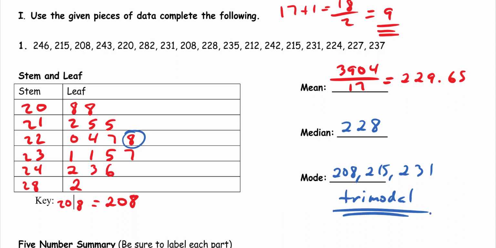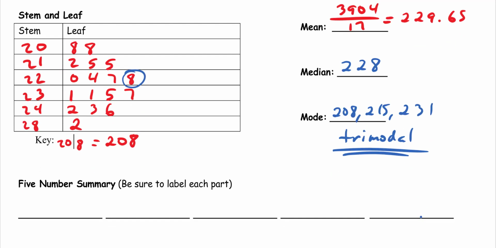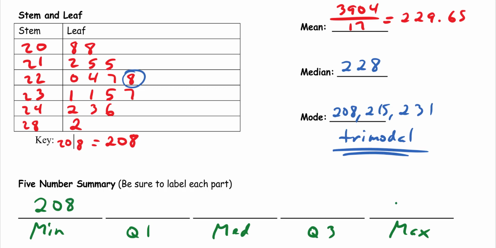Okay? All right, so let's keep going here. The 5-number summary, so I'm going to label this, the 5-number summary. This is my minimum. This is Q1. This is my median. This is Q3. And this is my max. Okay, so the minimum is really easy. That's just 208. And the maximum is really easy. That's 282. And we already figured out the median is 228.